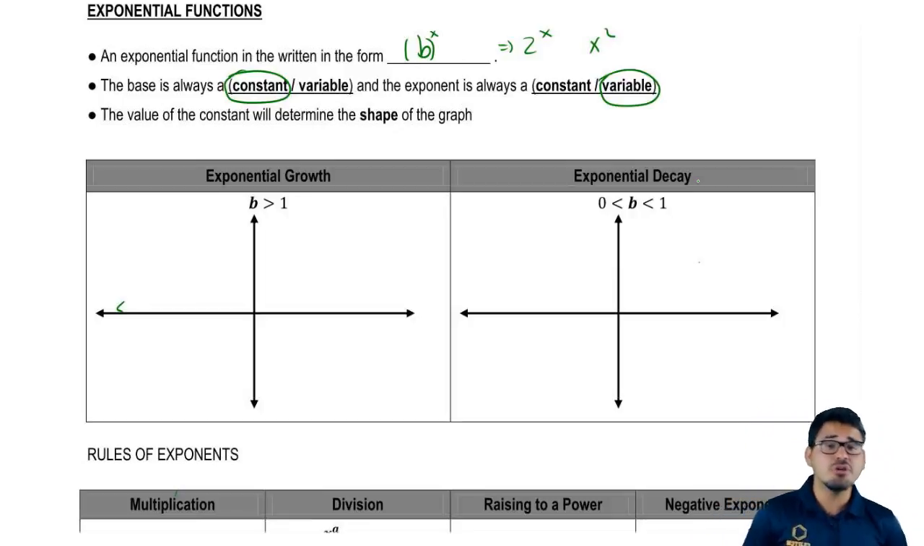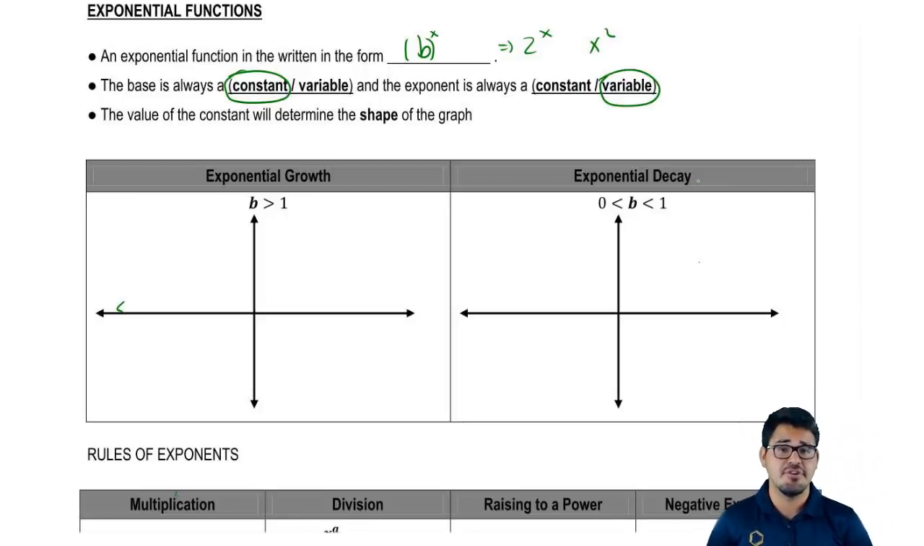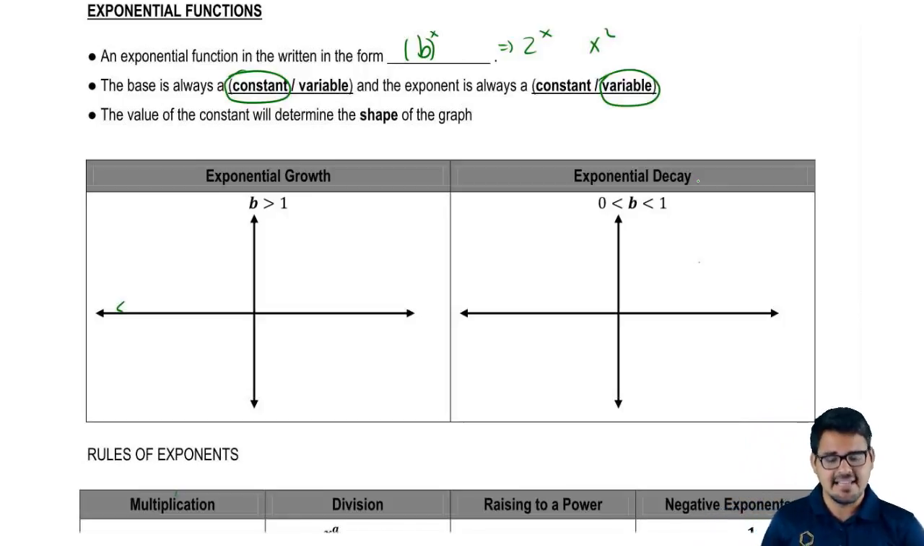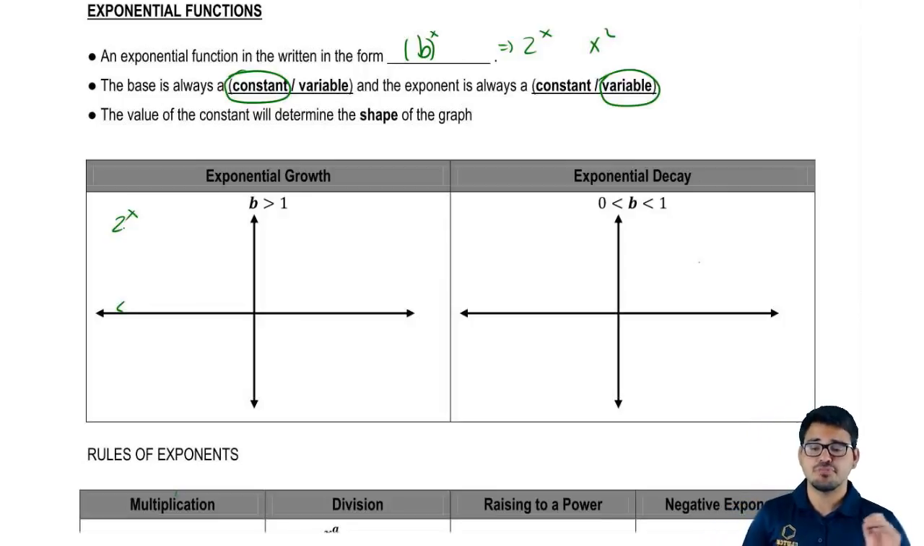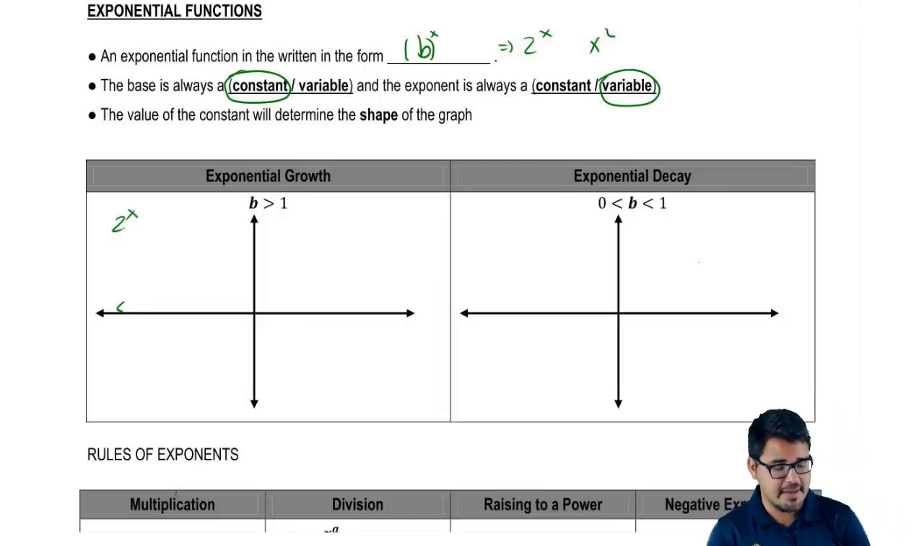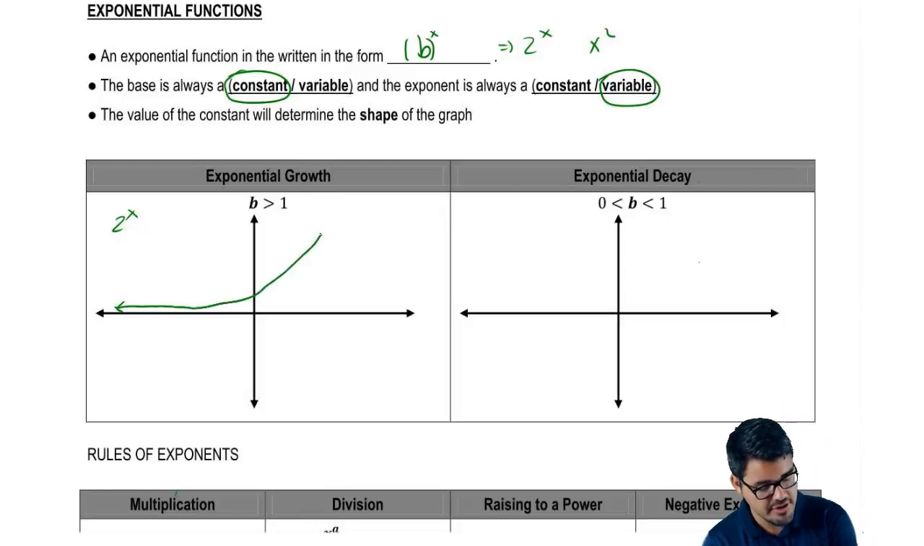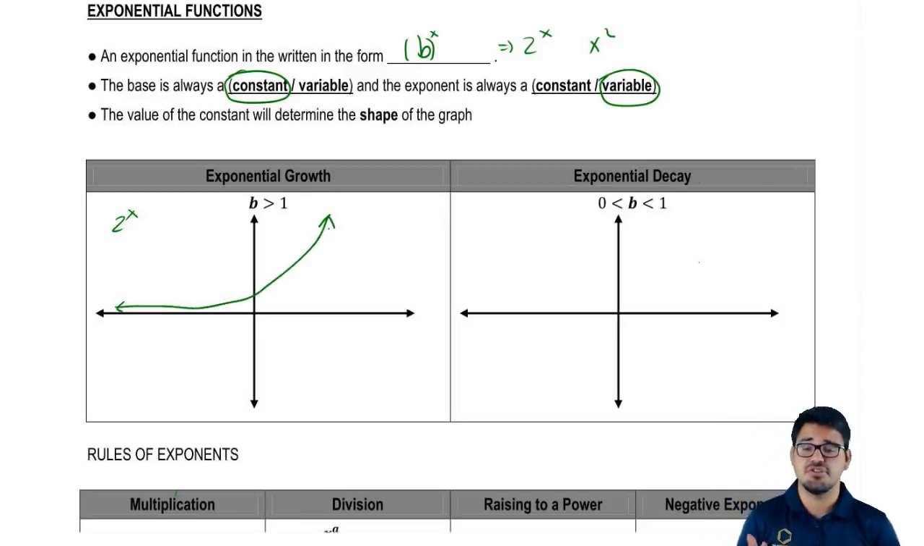So also the value of b, which is your constant, is going to affect the shape of the graph. So let's talk exactly how. Let's say we have b, which is a number greater than 1. In this case we can talk about 2 to the x as our exponential function example. This is going to give us an exponential growth, and what that means is that our function is going to grow as it goes to the right. So as we go to the right, our function is going to grow exponentially.